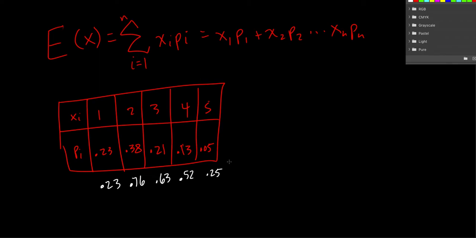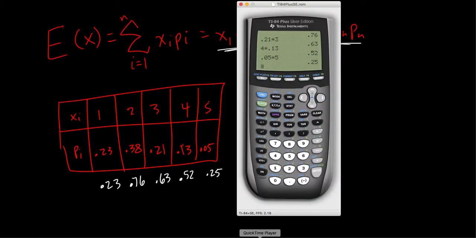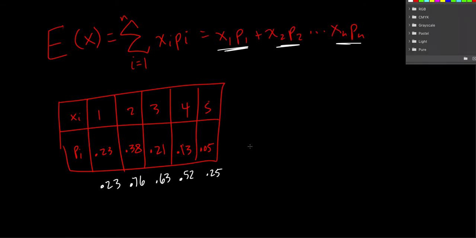Okay, so we have all of those, and then we just need to add them together. So we found this, this, and this. Now we just need to add all those together. So we get 0.23 plus 0.76 plus 0.63, 0.52, and we get 2.39. So that's the expected value.